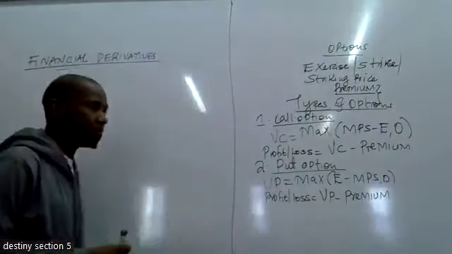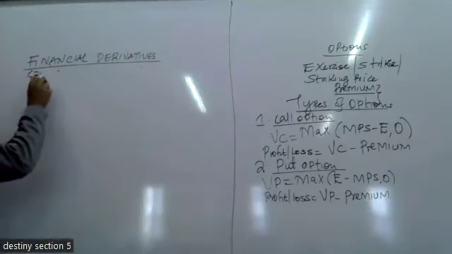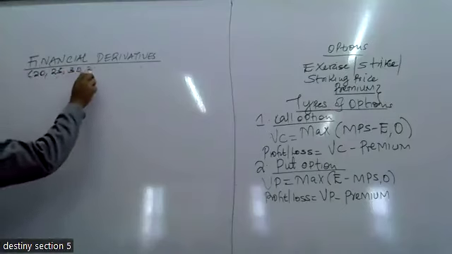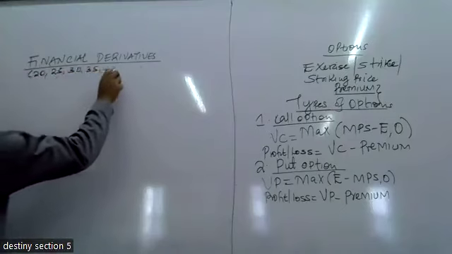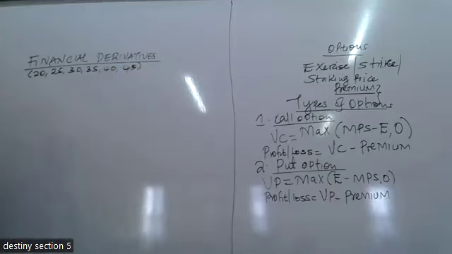Assuming the following prevailing market prices: 20, 25, 30, 35, 40, and 45. Those are the prevailing market prices.